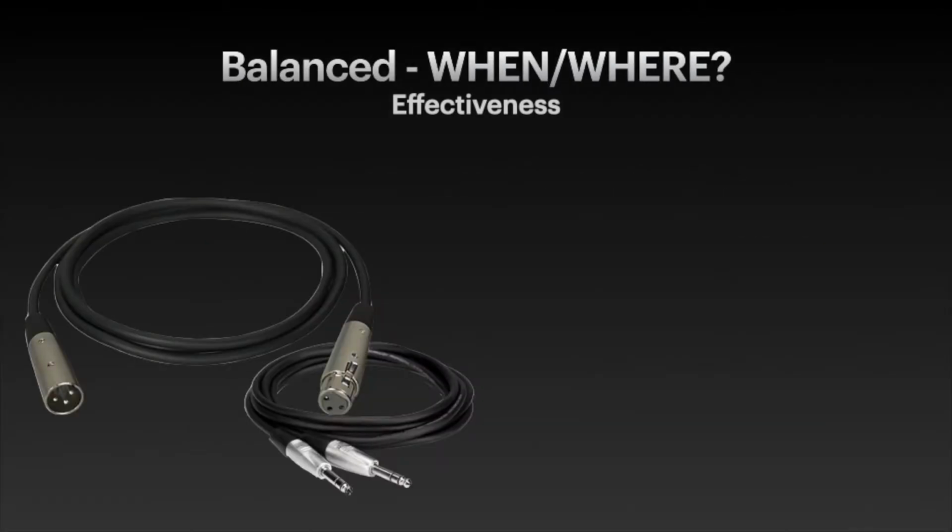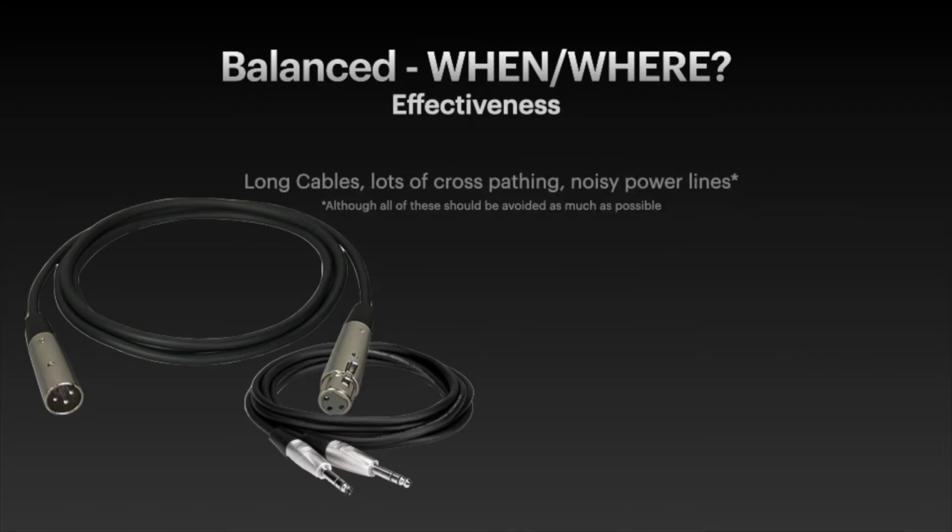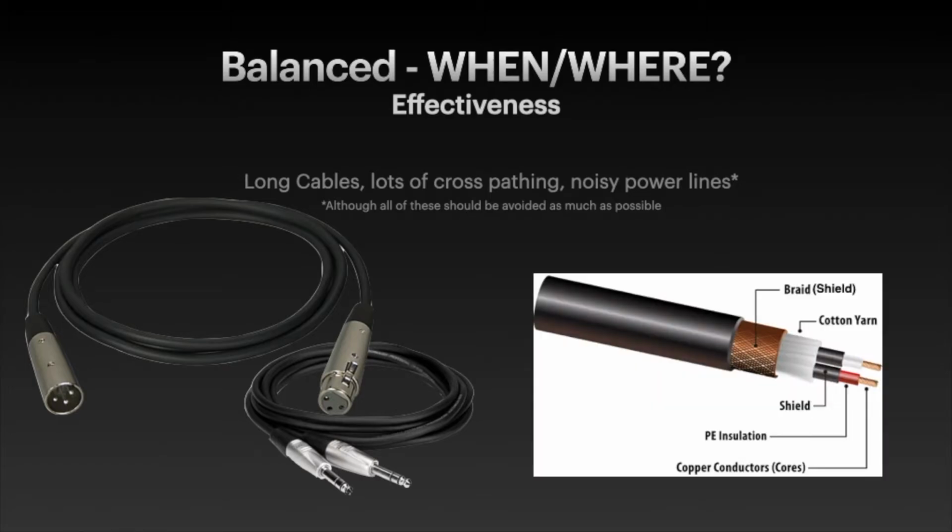Let's look at the balanced cable now. They're normally seen with XLR or TRS connectors, most used when we need long cables or a lot of cross-pathing between cables, or if we have noisy power lines or some external interference. It has two main conductors shielded individually and another shield involving both conductors on the outer layer.